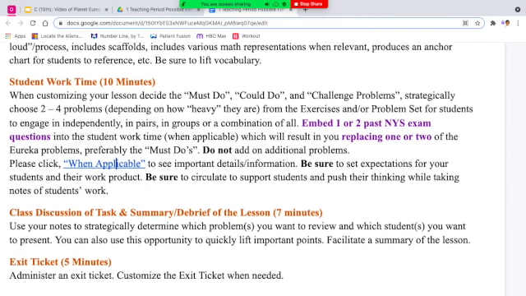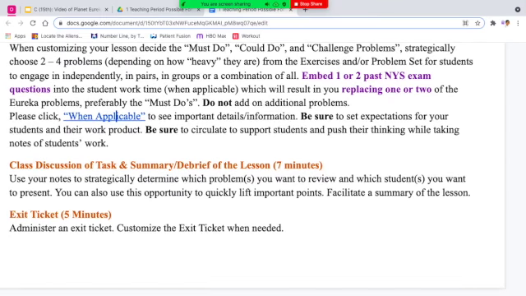Let's move right along. Class discussion of tasks, or shall I say problems, and summary or debrief of the lesson. That should be approximately 7 minutes. You want to make sure that you use your notes strategically to determine which problems you want to review and which students you want to present. You can also use this opportunity to quickly lift important points. Facilitate a summary of the discussion as well, and write down what students say and display it to them.